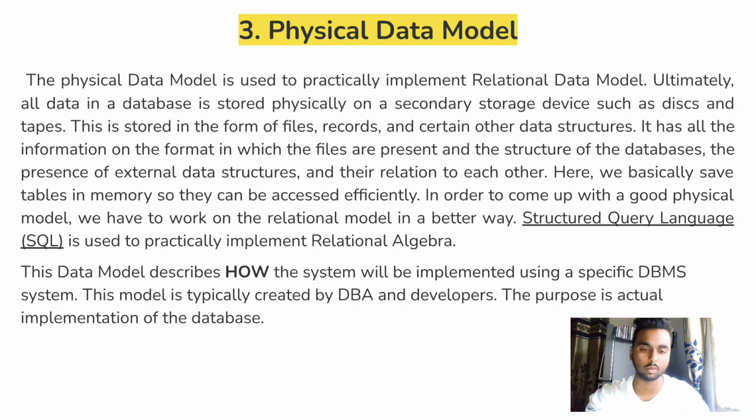So we are now going to see in depth the physical data model. The physical data model is used to practically implement the relational data model. Ultimately, all data in a database is stored physically on secondary storage devices such as disks and tapes. This is stored in the form of files, records, and certain other data structures. It has all the information on the format in which the files are present, and the structure of the database, the presence of external data structures and their relation to each other. Here we basically save the tables in memory so they can be accessed efficiently.